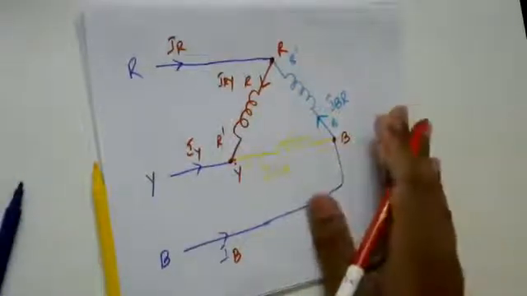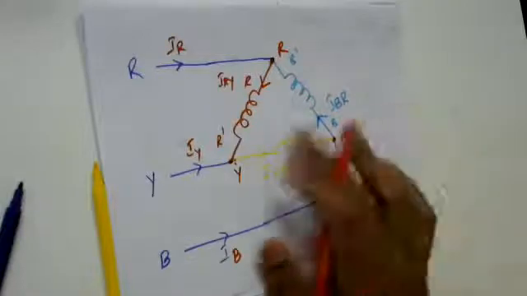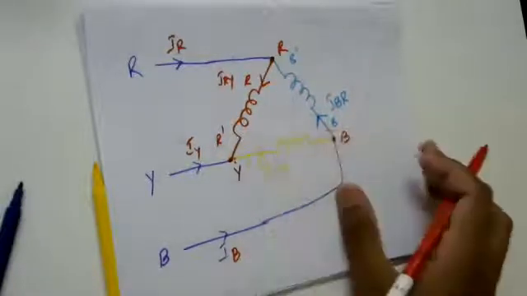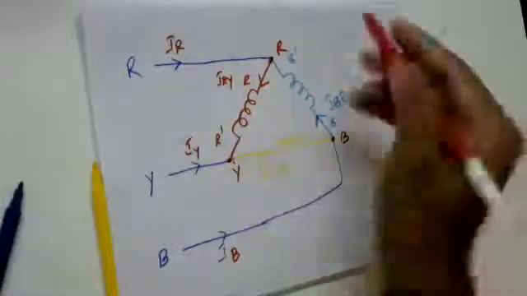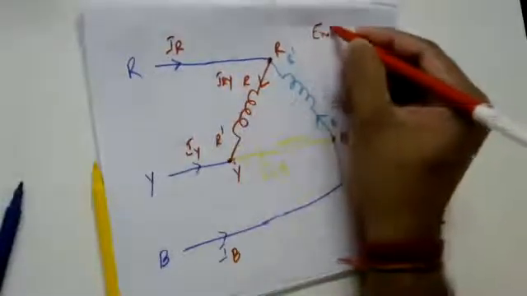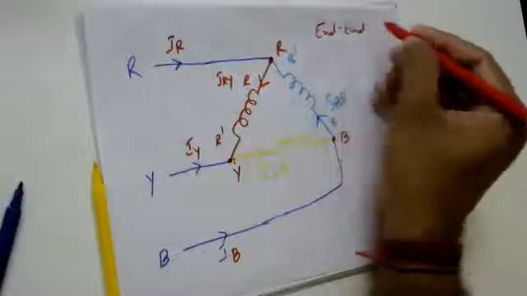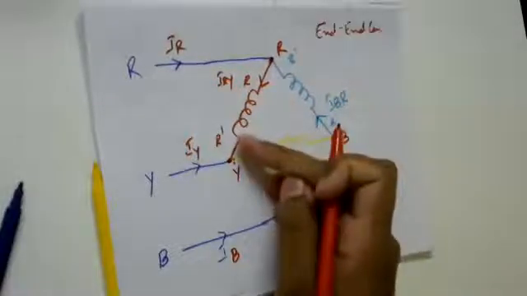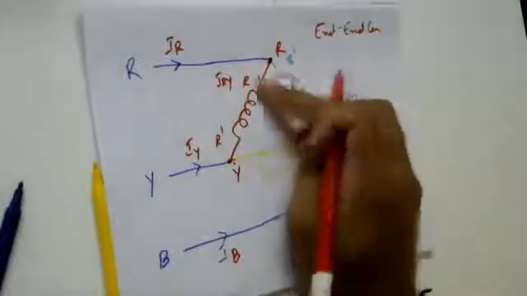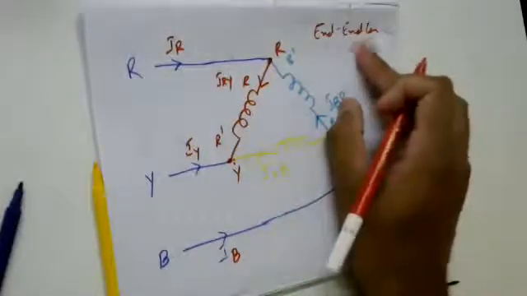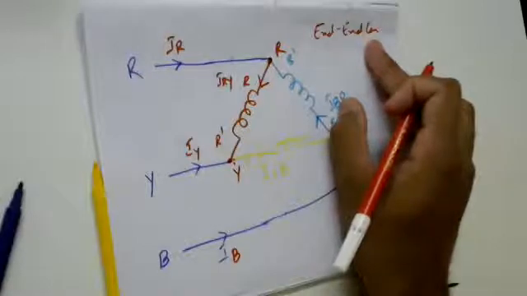So the delta connection is also called the end-to-end connection. You have seen that from one end you're connecting to another end, one end to another end, one end to another end. That's the reason it's called the end-to-end connection, right?